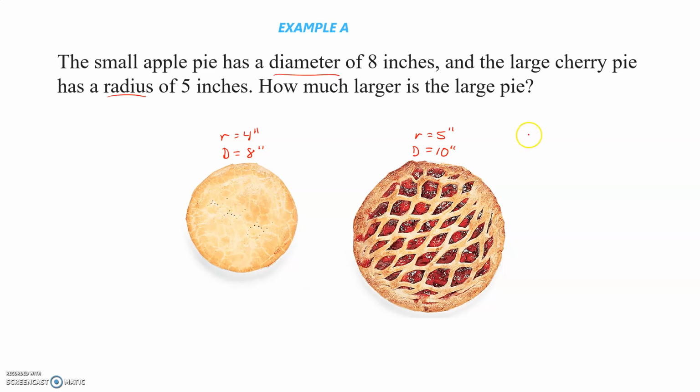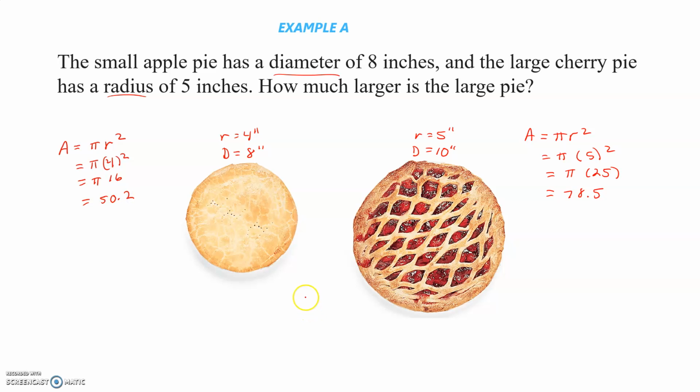Okay, we'll start with the large pie. The area is pi r squared. So that's pi times the radius of 5 squared. So it would be pi times 25. And when I put that in my calculator, it's 78.5. The small pie is also a circle, so its area is pi r squared. Its radius is 4. So that 4 squared is 16. When I put that into my calculator, it's 50.2.